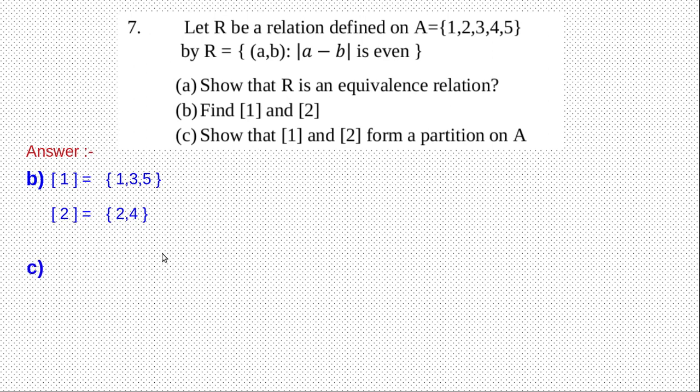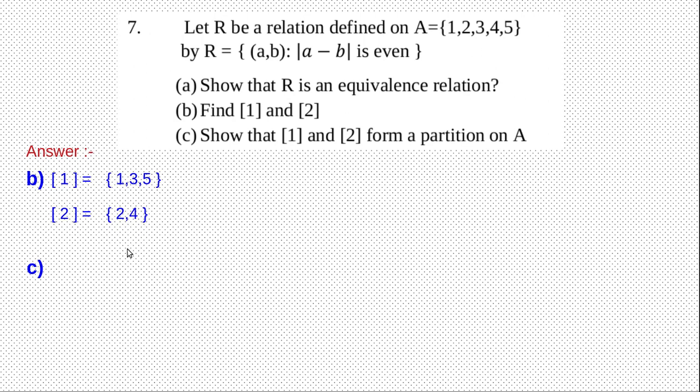Then what is the last question? Question C. Show that class 1 and class 2 form a partition of A. How many conditions are there for a partition? 3 conditions. What was the third condition? The third condition is simpler to state, therefore I will say it as the first one. That is, the union is equal to A, and the intersection equals the empty set. We want to show that these two sets form a partition of this set.